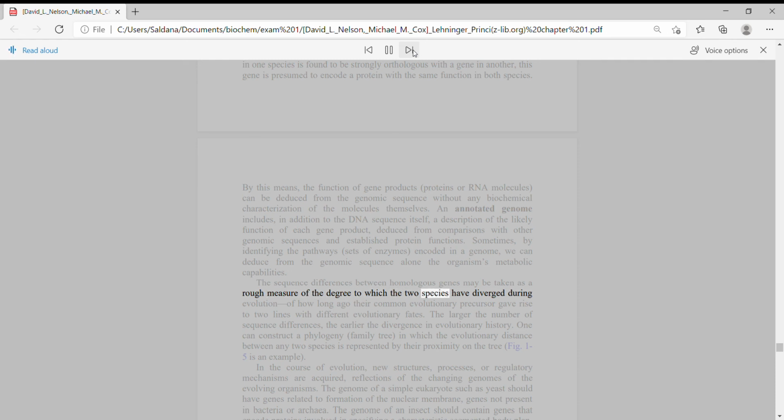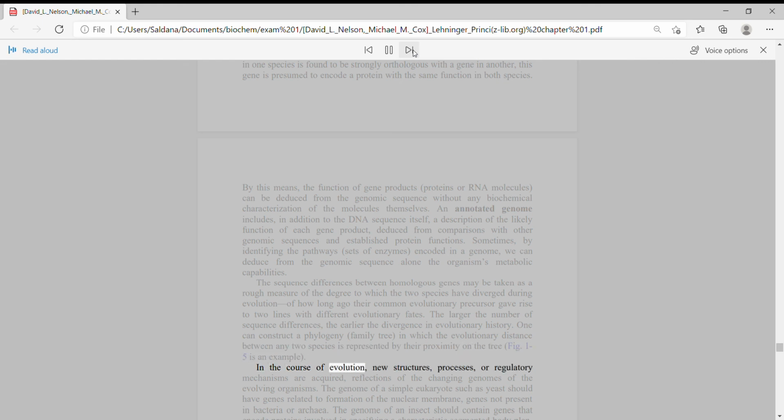The sequence differences between homologous genes may be taken as a rough measure of the degree to which the two species have diverged during evolution, of how long ago their common evolutionary precursor gave rise to two lines with different evolutionary fates. The larger the number of sequence differences, the earlier the divergence in evolutionary history. We can construct a phylogeny, a family tree, in which the evolutionary distance between any two species is represented by their proximity on the tree. Figure 1-5 is an example.